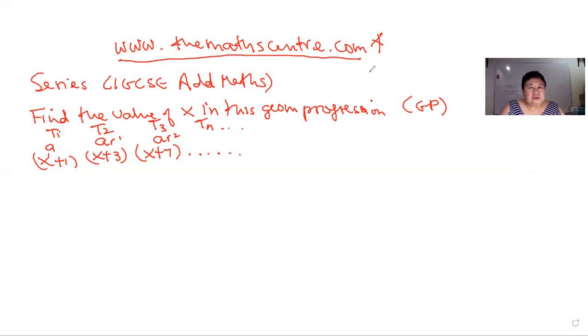I backtrack. It's a series. Now in a GP, the first term is denoted as T1, second term is T2, T3. Tn means the nth term. So if it is the fifth term, it will be T5.